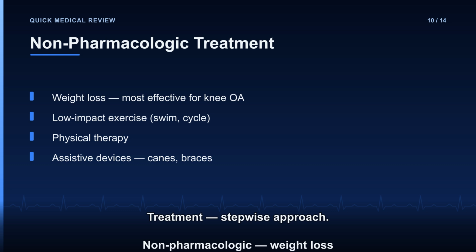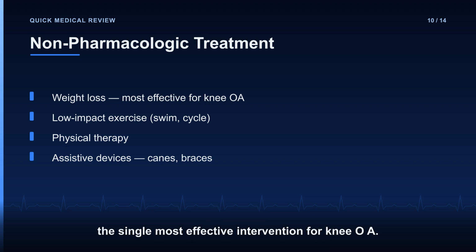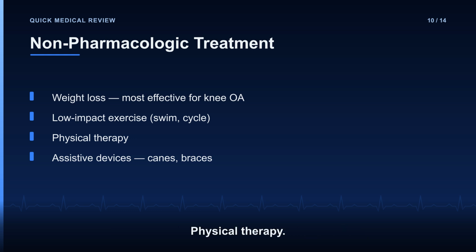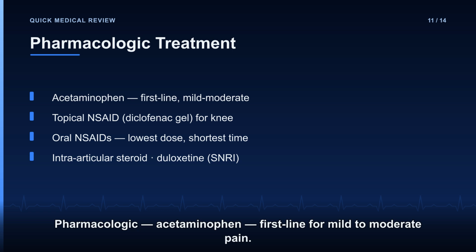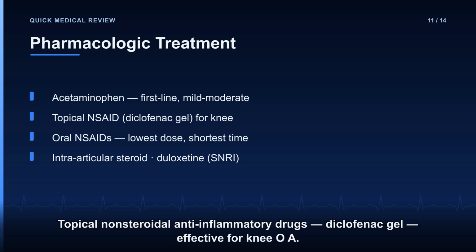Treatment: stepwise approach. Non-pharmacologic: weight loss, the single most effective intervention for knee OA. Exercise: low impact, swimming, cycling. Physical therapy. Assistive devices: canes, braces. Pharmacologic: acetaminophen first line for mild to moderate pain. Topical non-steroidal anti-inflammatory drugs: diclofenac gel effective for knee OA.